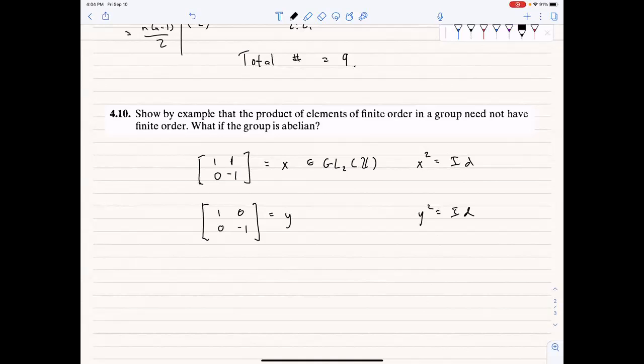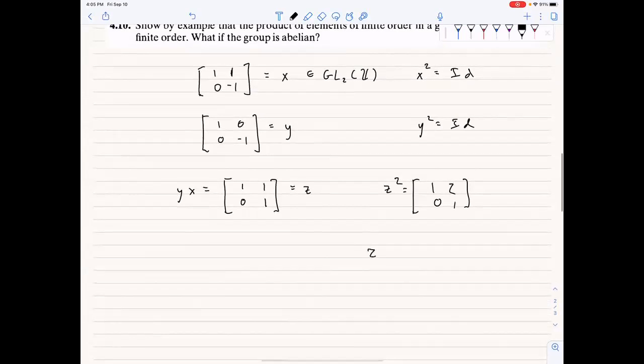Now, what is yx? 1, 1, 0, 1. Should look a little familiar. I think we had a problem in the first exercise that looked even more complicated than this. But if I take this and call it z, and take z squared, you'll see that this is equal to 1, 2, 0, 1. And in fact, if I take z to the n, you can see this is going to equal 1, n, 0, 1, which is not ever going to be the identity. This has infinite order.